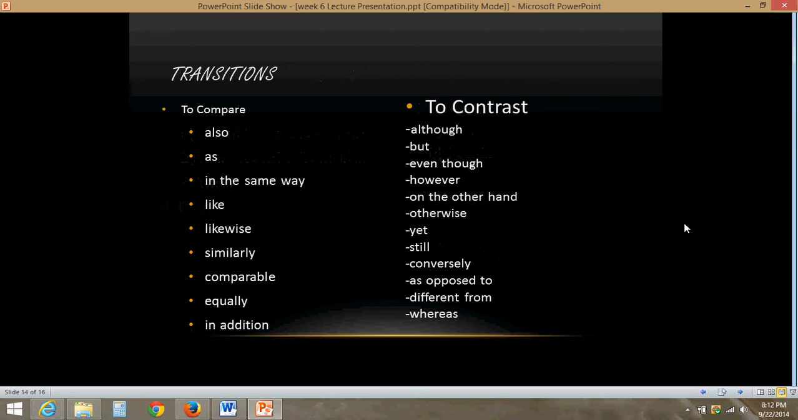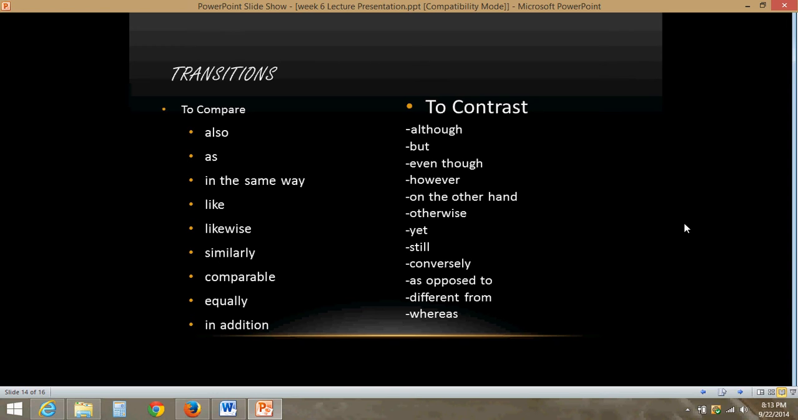So things to think about. Like I said earlier, we want to try to avoid that typical writing of a compare and contrast. Using words like similarities and differences are fine, but we want to use other things too, so it doesn't just feel like we're using those typical words. So to compare, you can use transition words like also, as, in the same way, like, likewise, similarly, comparably, equally, in addition. So all of these lend to the idea that you are showing that they are similar without saying they are similar because every time you have a sentence.